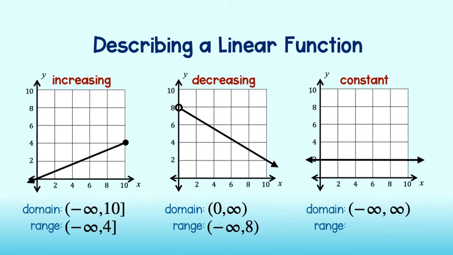When finding the range, we see that the graph goes neither up nor down. It simply stays at 2 the entire time. Therefore, the range is 2. We use brackets to show that the range includes the number 2.